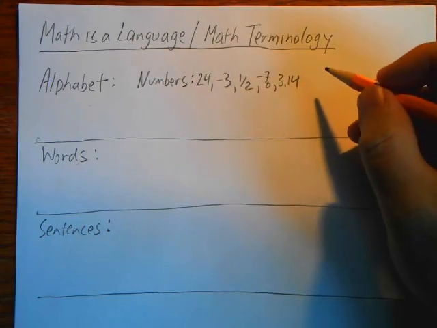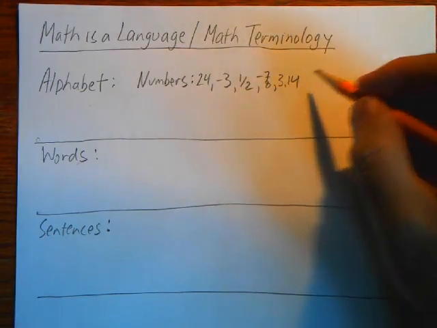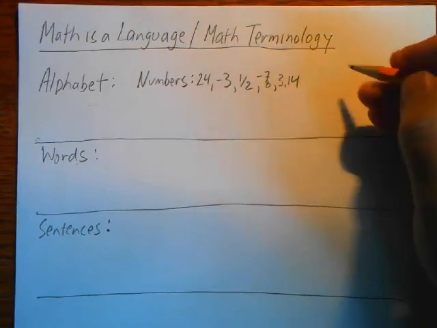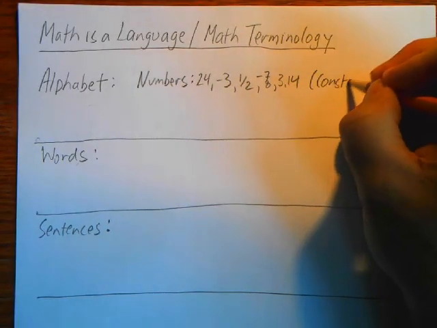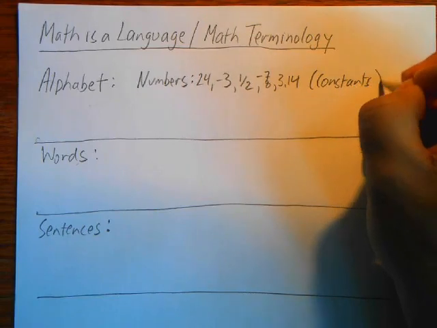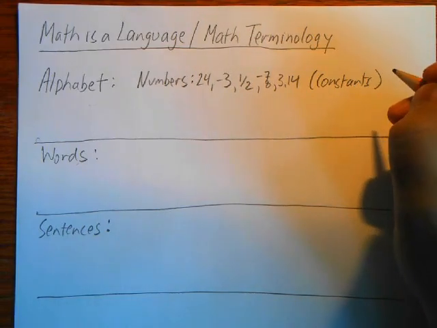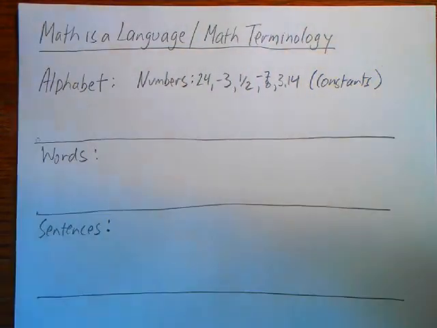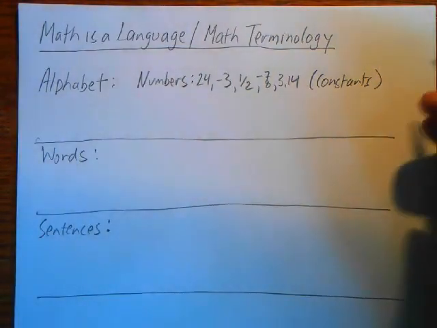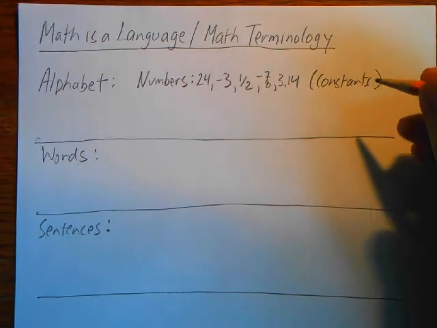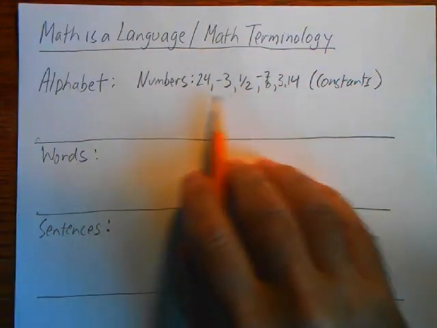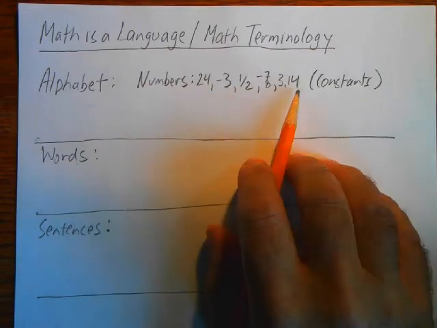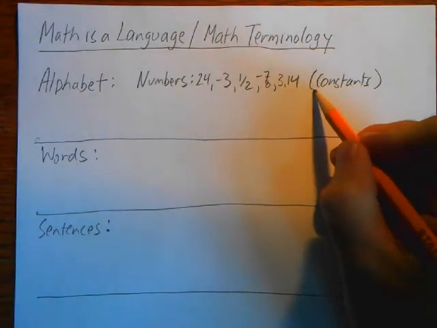Now, these are what we call these in math, the numbers, those are called constants. So there's our first math term. And the word constant means the same thing in math as it does in English. It means something that doesn't change. So these values never change, okay? So that's basically why they're called constants.